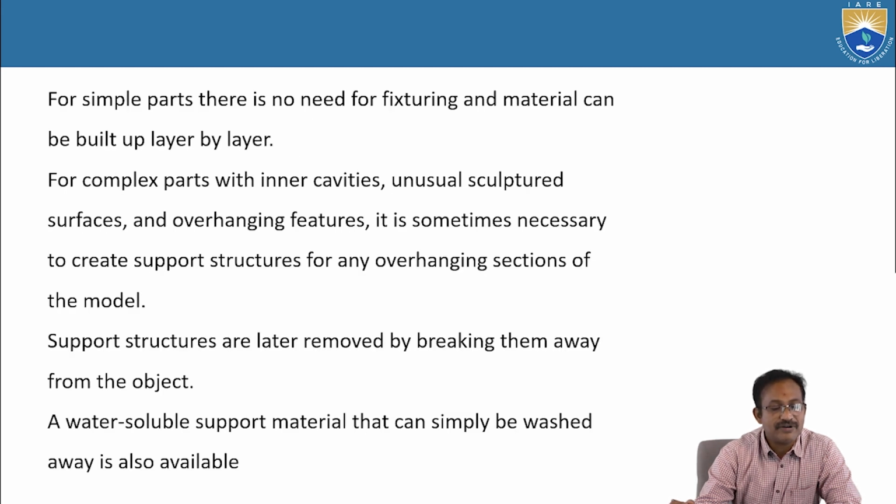For simple parts there is no need for fixturing, and material can be built up layer by layer. For complex parts with inner cavities, unusual sculptured surfaces, and overhanging features, it is sometimes necessary to create support structure for any overhang sections of the model. Support structures are later removed by breaking them away from the object. A water soluble support material that can simply be washed away is also available.